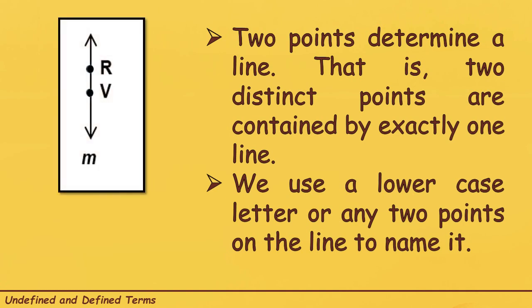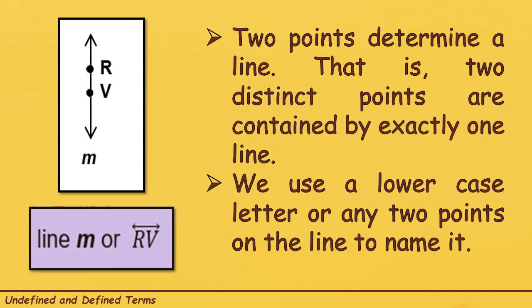Let's take this as example. Kung makikita natin dito, meron tayong line. May dalawang paraan tayo para mabigyan ng pangalan ang line na ito. Una, tignan natin kung ito ba ay merong small letter. At makikita natin, meron tayong small m. Pwede nating gamitin yon as the name of the line. Isusulat mo ay line M.